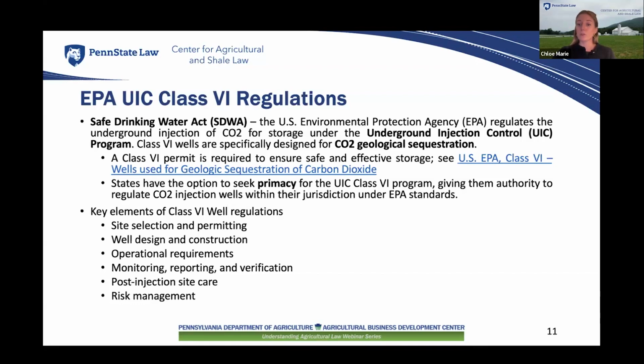Operators must also submit a permit application to build and operate the well, and if a state has EPA-approved authority known as primacy under the UIC program, that state handles the permitting process. However, if the state lacks primacy, like Pennsylvania, the EPA takes over responsibility for managing the UIC program and issuing the permit directly.